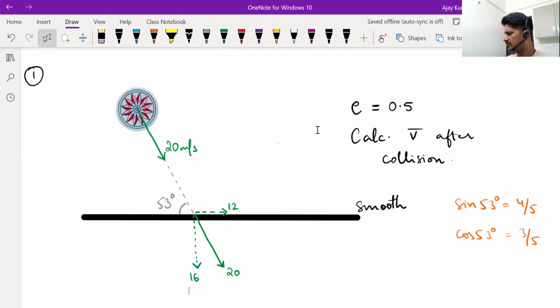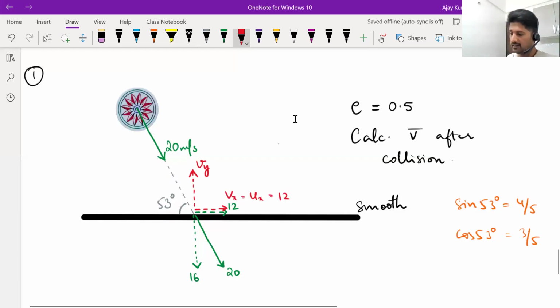Okay. And in fact, we know it is going to reverse in direction. After collision, this 12 component stays as it is. I'm showing it in red. It stays as it is. And you will see the striker getting a velocity in this direction after collision. Let's call this Vy. Vx is the same as ux, that is 12. So after collision, we know the x component. What we need is the y component.